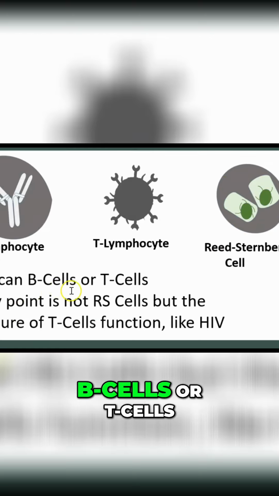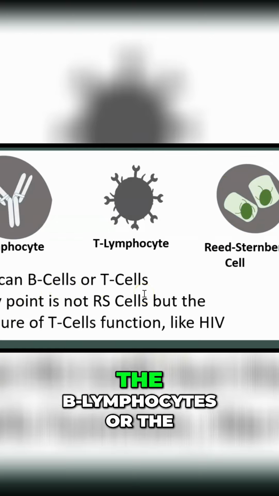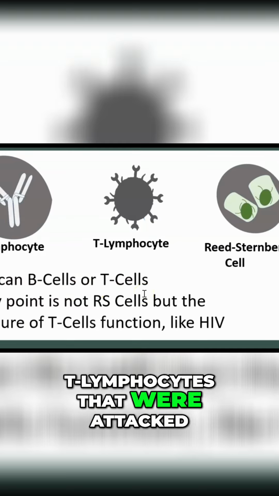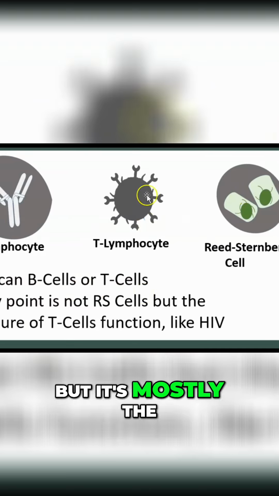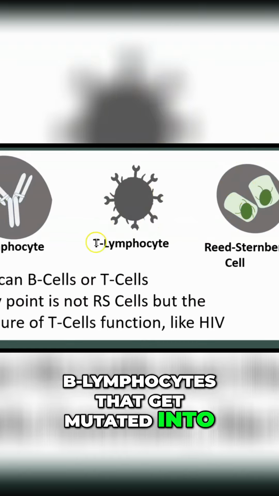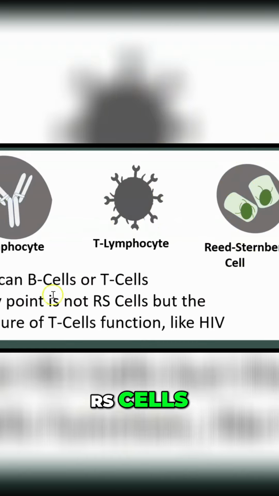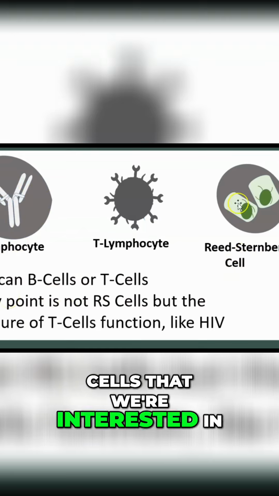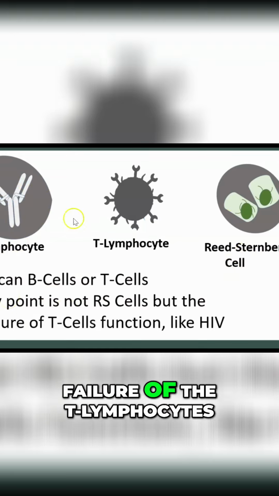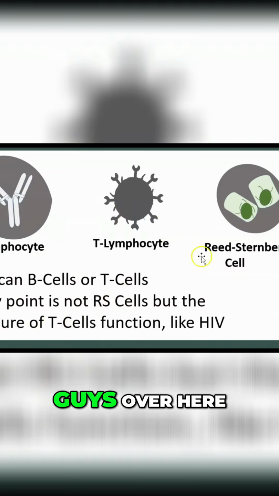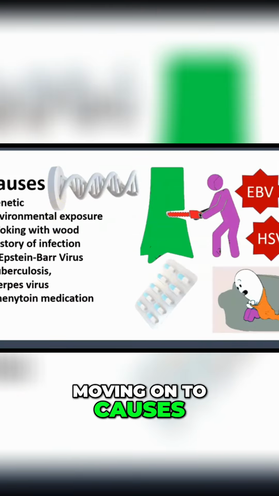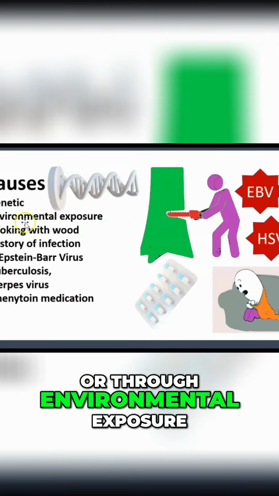Reed-Sternberg cells can be B cells or T cells. What that means is that it could have been the B lymphocytes or the T lymphocytes that were attacked and mutated into Reed-Sternberg cells. But it's mostly the B lymphocytes that get mutated into RS cells. The key point here, though, is to note that it's not the Reed-Sternberg cells that we're interested in, but rather the failure of the T lymphocytes to function, to produce the antibodies to attack these bad guys over here, just like HIV, for example. Moving on to causes, they can be genetic or through environmental exposure.